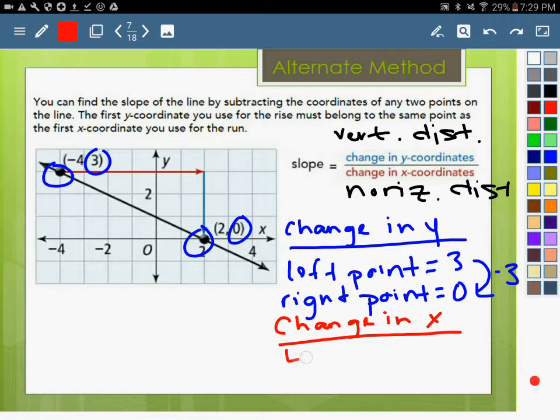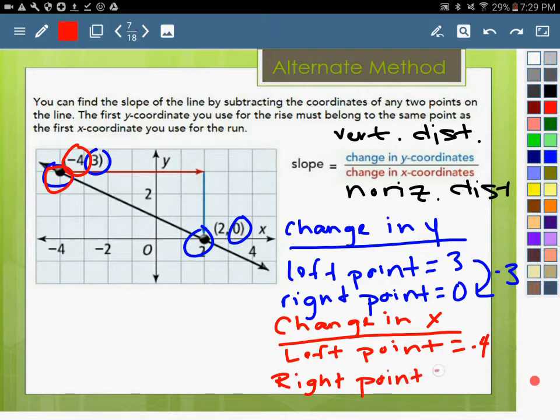If we look at the leftmost point, which is this one, the x-coordinate is -4. If we look at the rightmost point, which is this one, the x-coordinate is 2. So how do we go from -4 to +2? We would have to add 6.